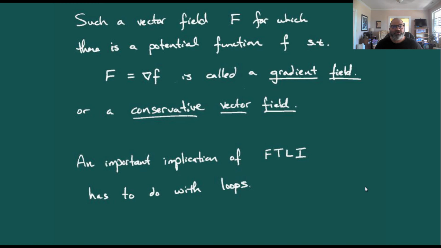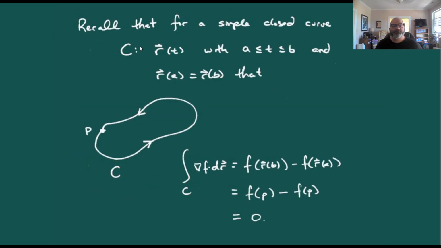Now, a vector field F for which there is a potential function little f, such that the gradient of little f gives us our vector field, is called a gradient field, or a conservative vector field. So an important implication of the fundamental theorem for line integrals, FTLI, has to do with loops in one of these conservative vector fields.